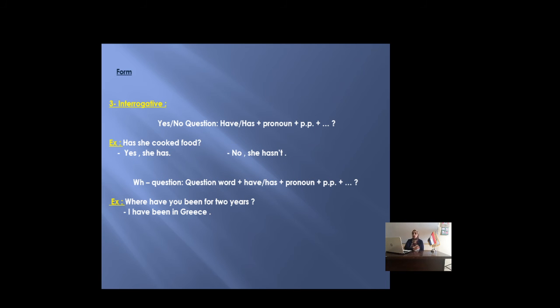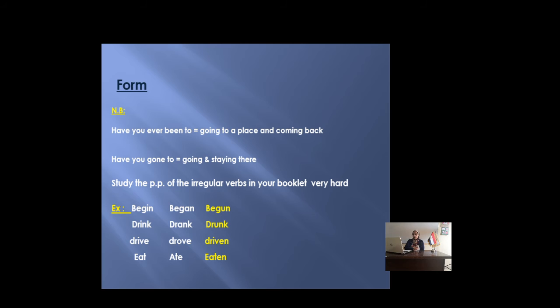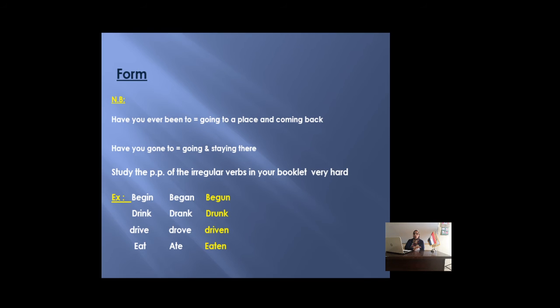Now let's move to slide 8. You have to know this very well. Have you ever been to? What is the difference between been to and gone to? Been to means that you have gone to a place, then you came back. It means you are not there. So, have you ever been to the States, for example? It means have you ever gone to the States and you came back?